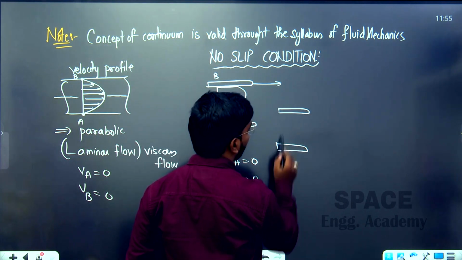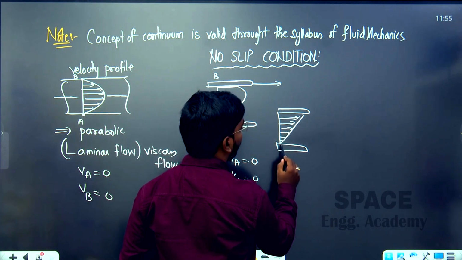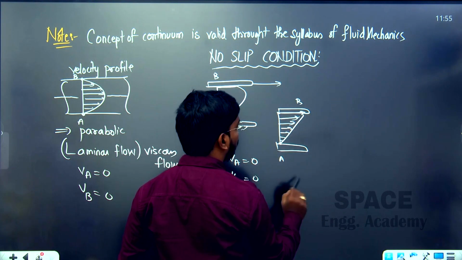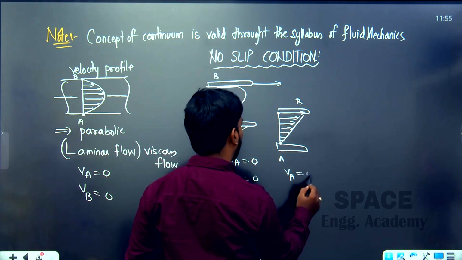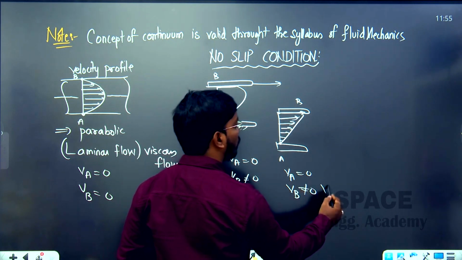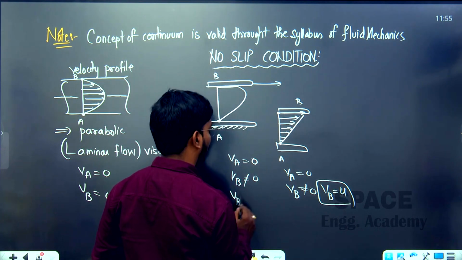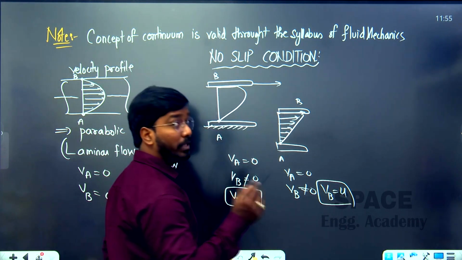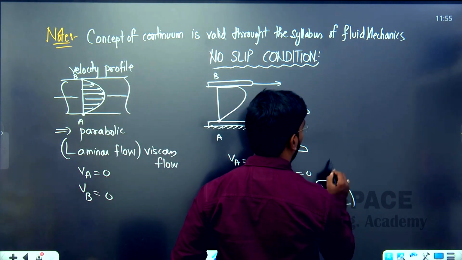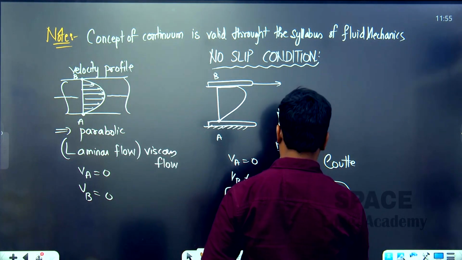Suppose two bodies have some linear motion also. Let's say this point is A, this point is B. Here we can say that velocity at A is equal to 0, but velocity at B is not equal to 0. Velocity at B is represented by some U. Some difference in velocities is there in between the two parallel planes. This flow is regarded as which flow? Couette flow.